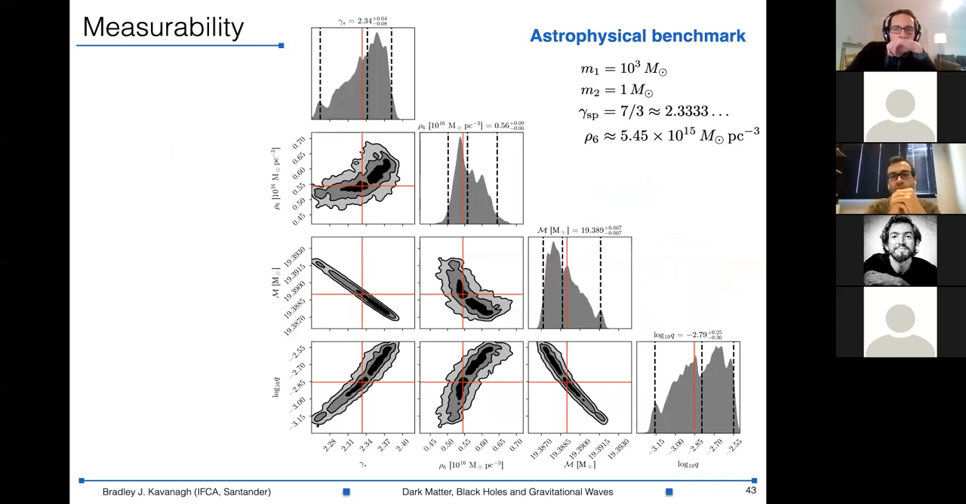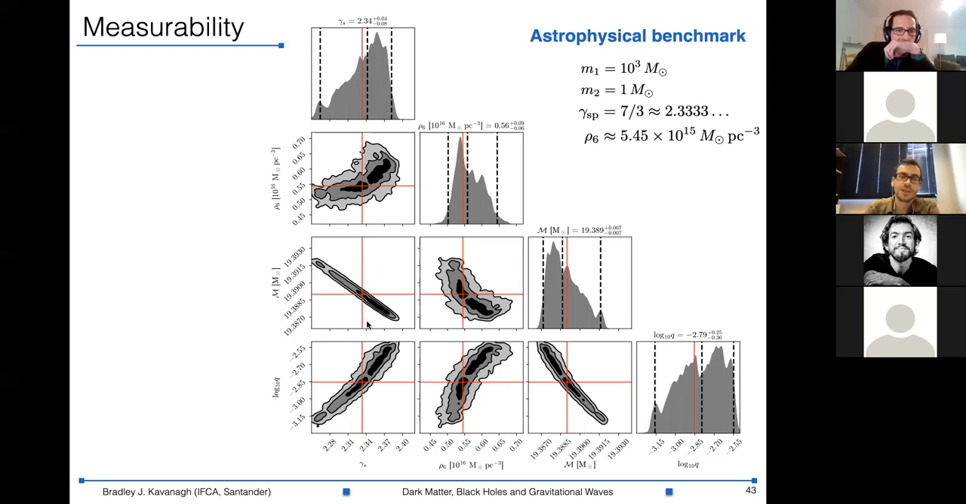If you now are convinced that there's dark matter here, you can go in and try and reconstruct the parameters of your system. You can reconstruct the slope of the dark matter density profile, the normalization, the chirp mass, and the mass ratio Q. And you can get some tight correlations between some of these parameters. That's fine. This is all looking very nice.